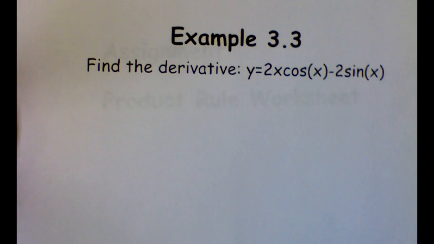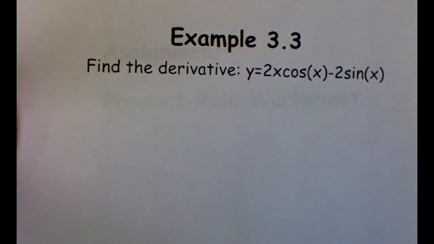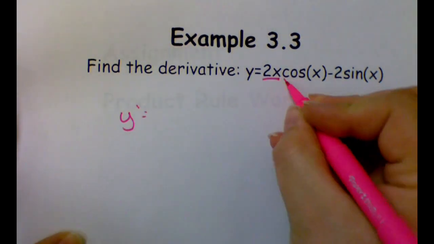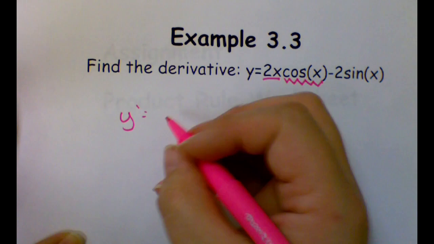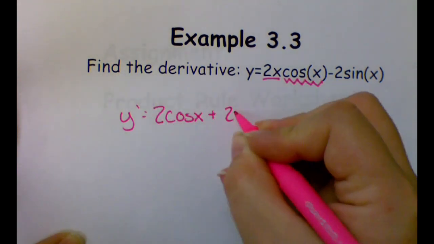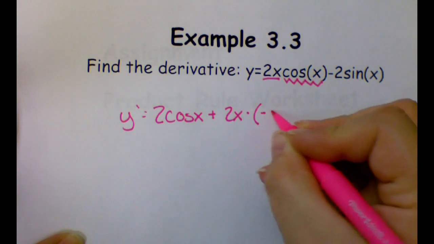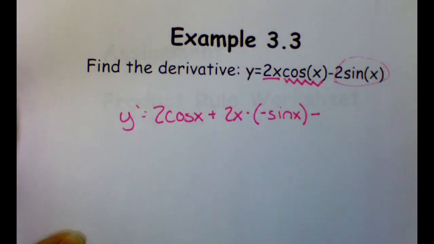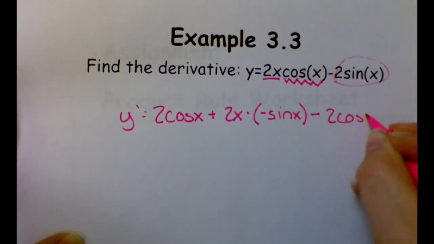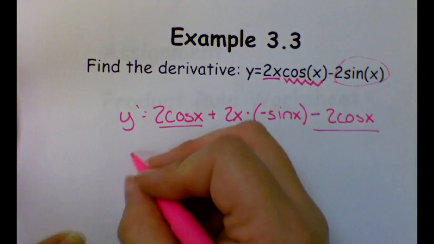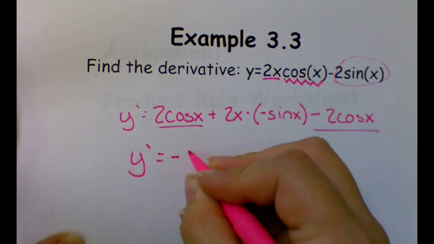All right, this one is going to use the product rule and adding and subtracting rules. So we'll start with the product rule here. y prime equals first part, second part. So the derivative of 2x is 2 times the cosine of x, plus 2x times the derivative of cosine, which is negative sine of x, minus the derivative of 2 sine of x, which is 2 cosine of x. Look at this: 2 cosine of x minus 2 cosine of x cancels, leaving me y prime equals negative 2x sine of x.